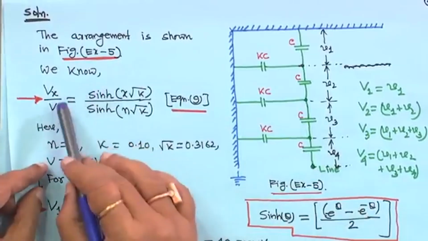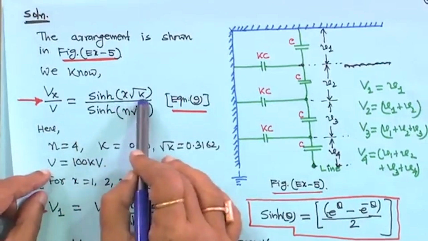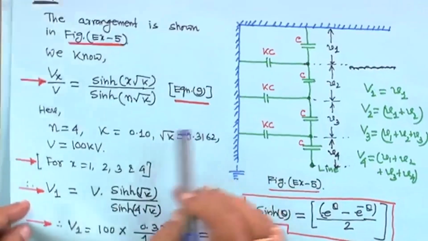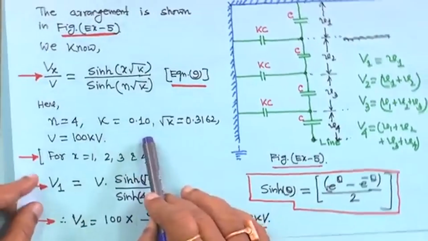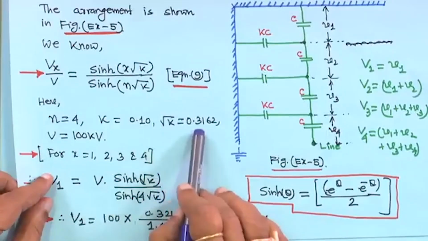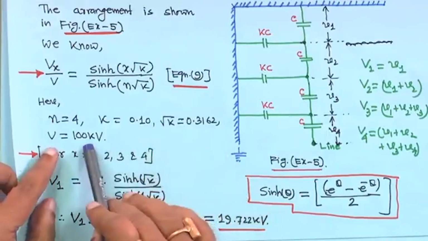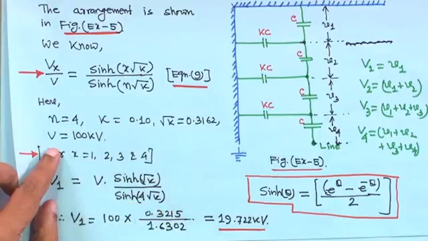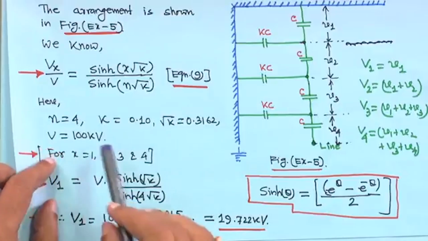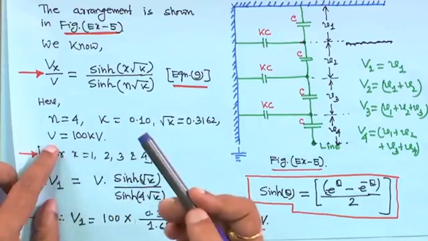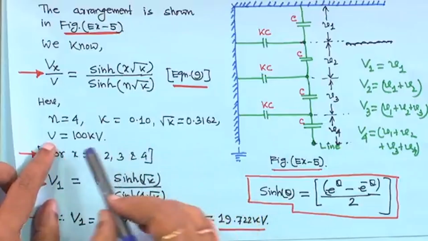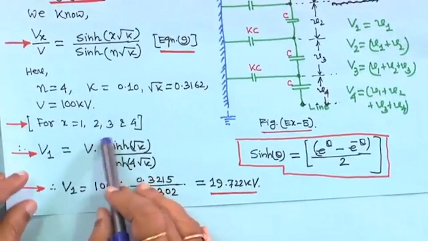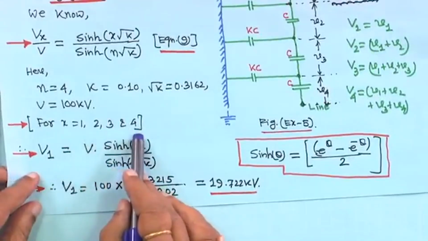So, we know that Vx upon V equals sinh(x root k) upon sinh(n root k); this we have seen from equation 9. Here n is equal to 4, k is equal to 0.1 is given. So, the square root of k is 0.3162, and the total voltage, from the line conductor to the earth, that means the top of the tower where the insulator string is hung from, V is equal to 100 kV, and x is equal to 1, 2, 3 and 4.